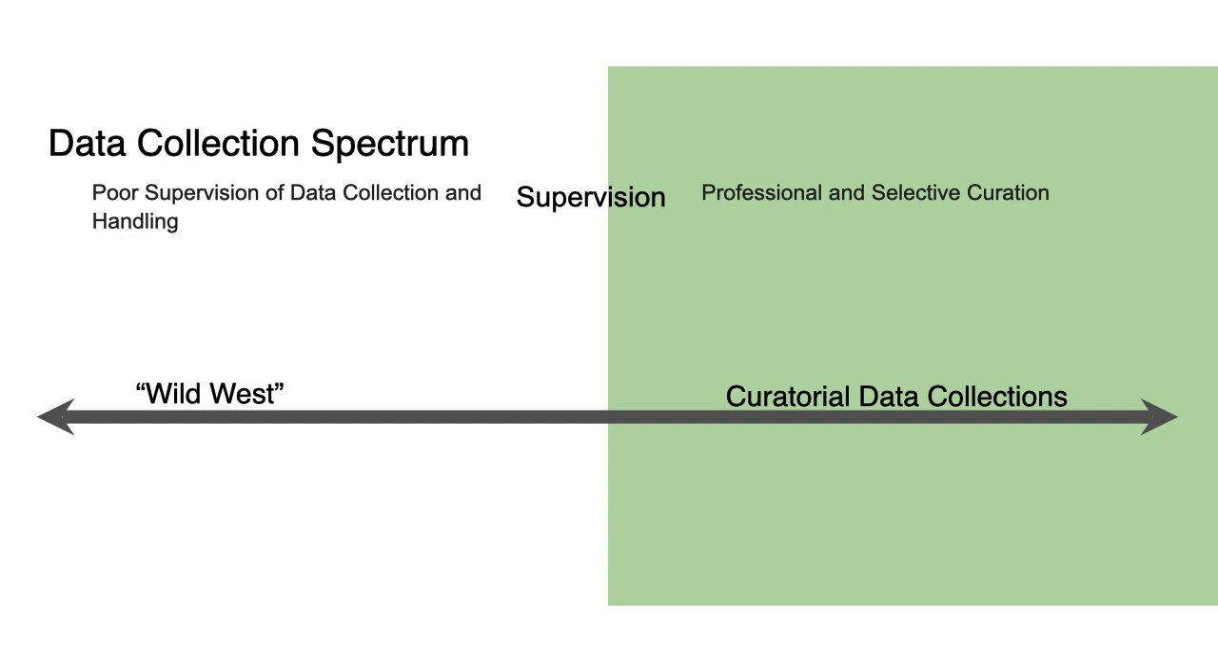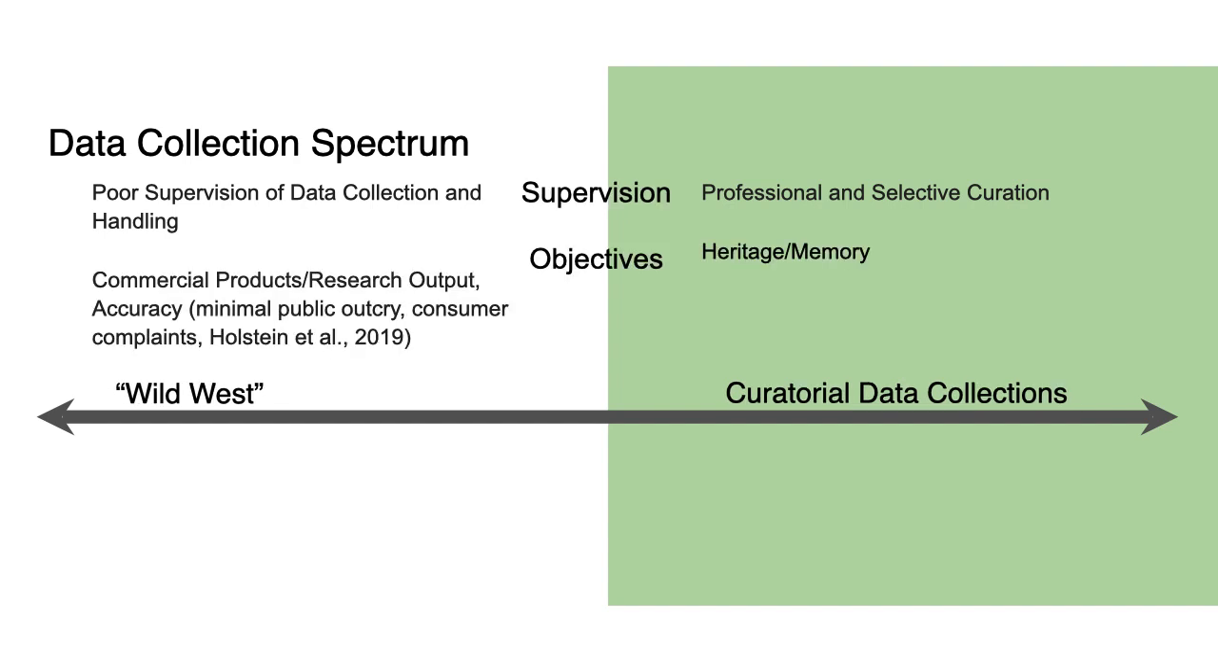So what's the difference between archives and machine learning? Well, in the Wild Wild West section, there's poor supervision of data collection and handling, right? You're doing this just so that you can get to the point of making your algorithms, and we spend the minimum amount of time that we can on data. Whereas in archives, they have full-time curators looking at each document, thinking about whether it should be put in the archive or not. And the objectives are different, right?